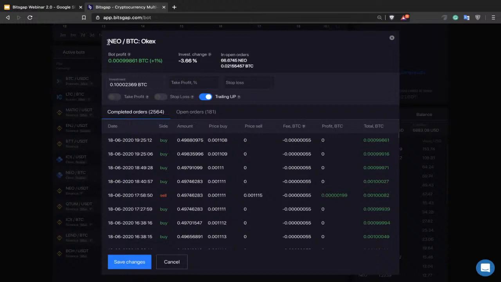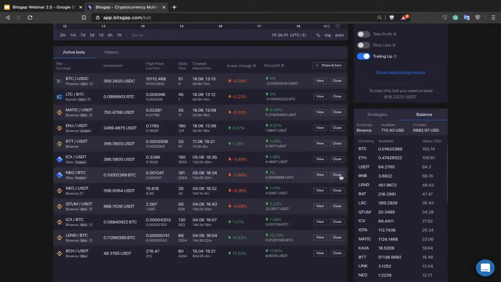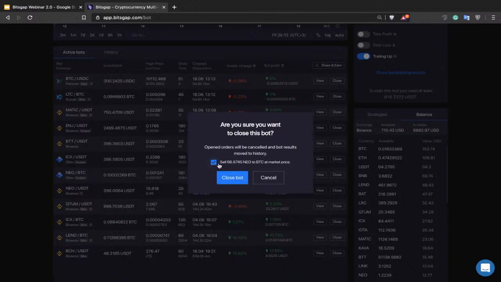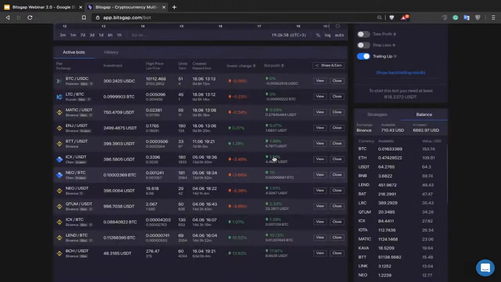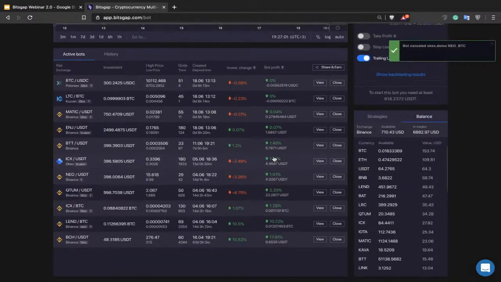So we currently have in this cryptocurrency pair, in this trading bot, 66 Neo in open orders, and we have 0.02 BTC also in open orders. So if I click on close and click on yes, check the box, sell all of the Neo to BTC, that's going to be a full exit to BTC. So you see, you cancel the bot. And now let's refresh the balance. Yeah, you see that it placed a market sell and it filled the market sell.